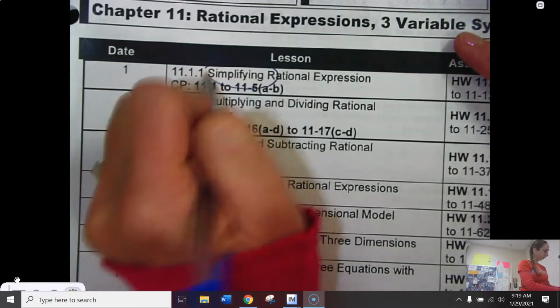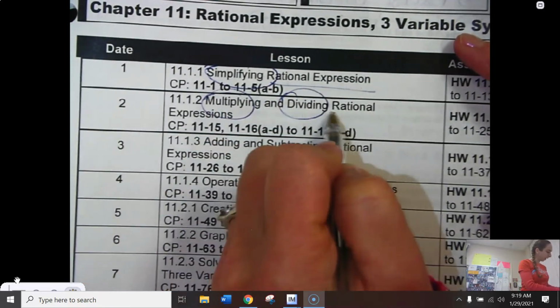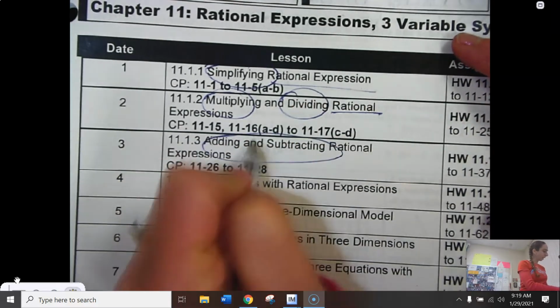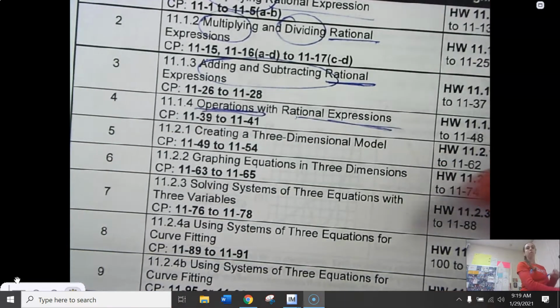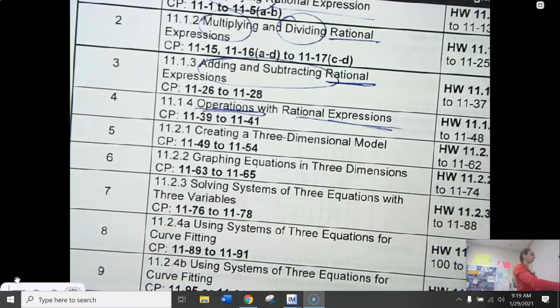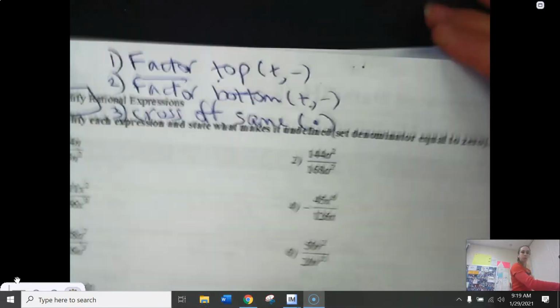Because I want to tell you your future for this chapter. You're going to be simplifying these fractions. You're going to be multiplying and dividing fractions. You're going to be adding and subtracting fractions. Then you're going to be solving fractions. So they're all going to have a little bit different rules, and it is very easy to mix those up. Okay? So let's get started.